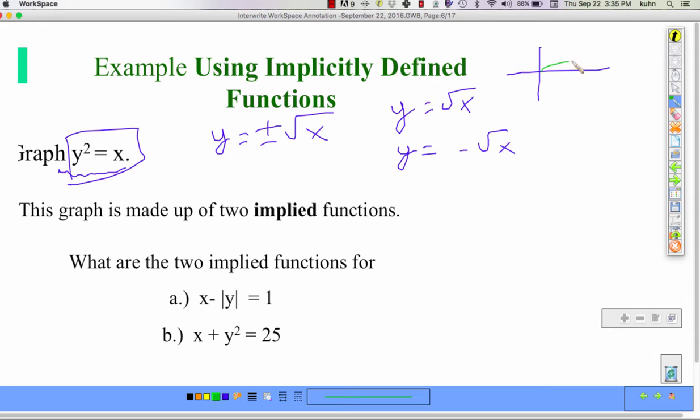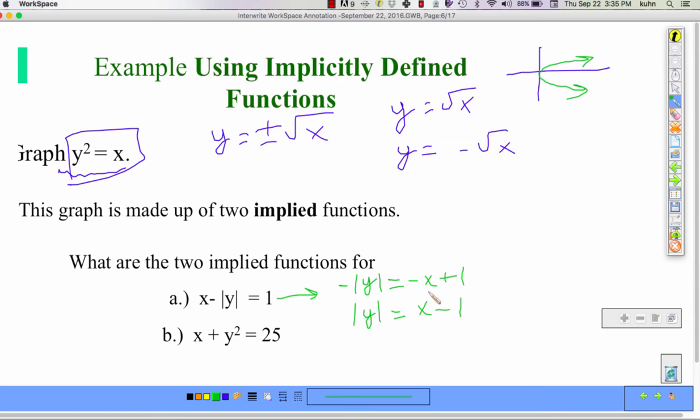The square root of x comes up like that. Negative square root of x comes down like that. Is the vertical line test going to pass that? I think not. Same thing with this one down here. If I was to solve for y, I get negative absolute value of y equals negative x plus 1. So I just subtracted the x over. Divide everything by a negative, I get absolute value of y equals x minus 1.